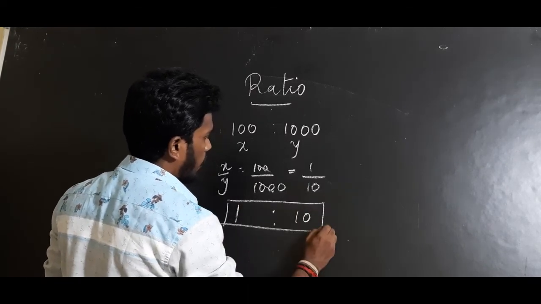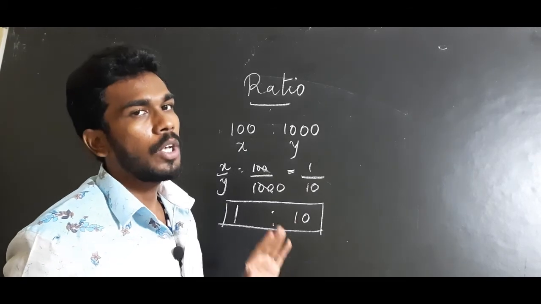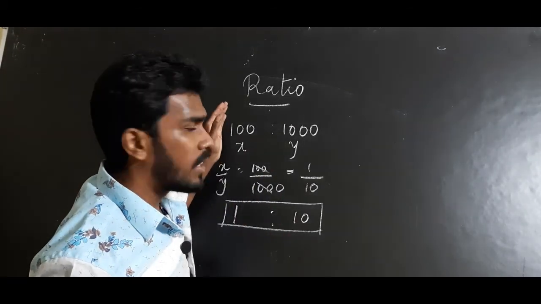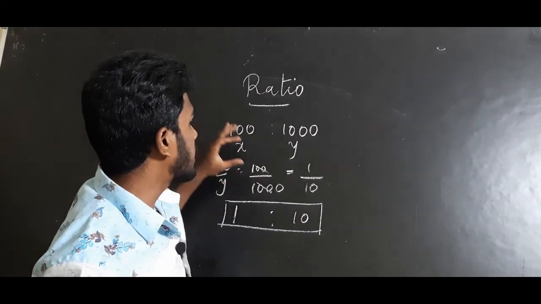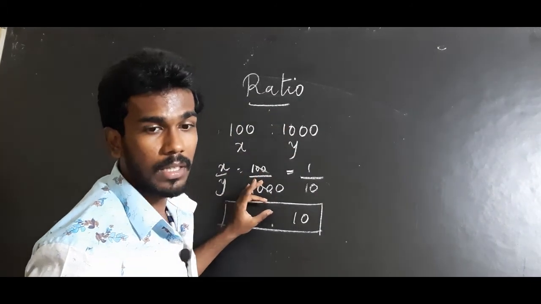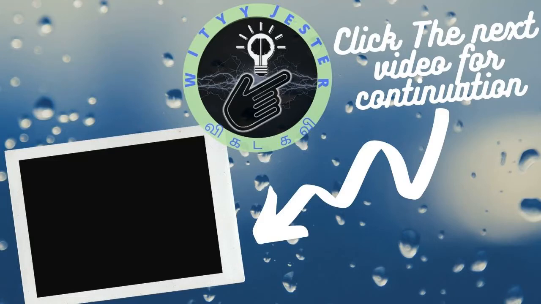So this is the way of handling ratios. You have to divide the first number by the second number. The first number will be in the numerator, the second number will be in the denominator. Now let's see some important concepts.